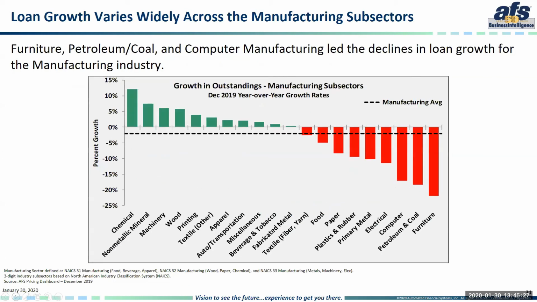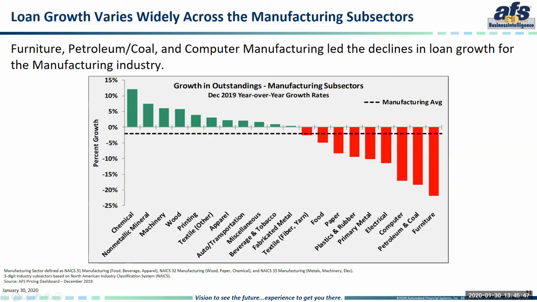Of course, just like any industry, when you split it out by subsector, the growth story is far from uniform. So if you look on the far right there where the red bars are pictured, at negative 22%, furniture manufacturing had the largest year-over-year decline in loan balances. The subsector was hit particularly hard by the trade war with China.